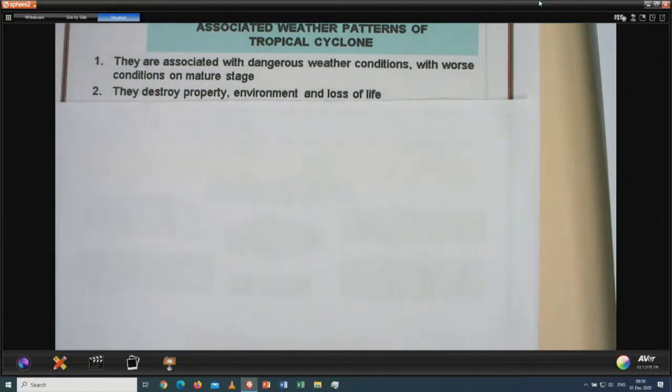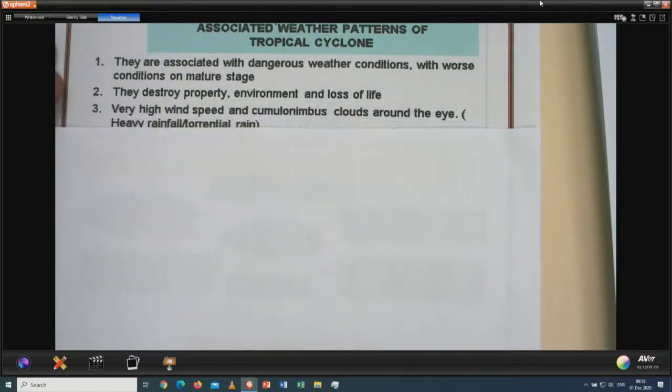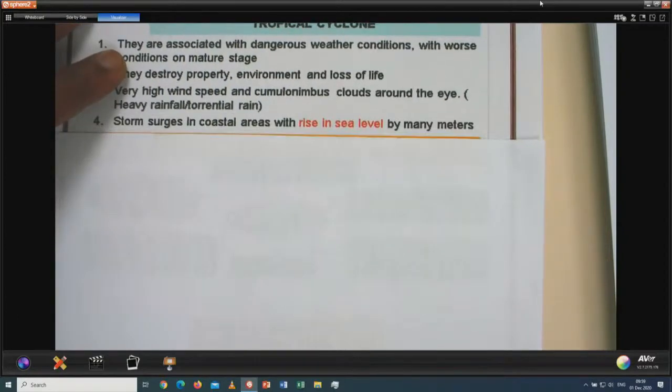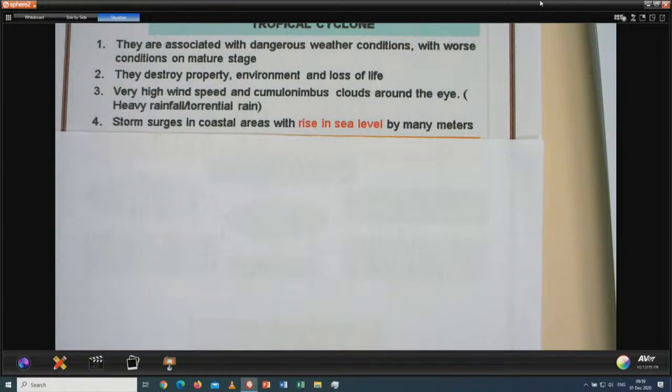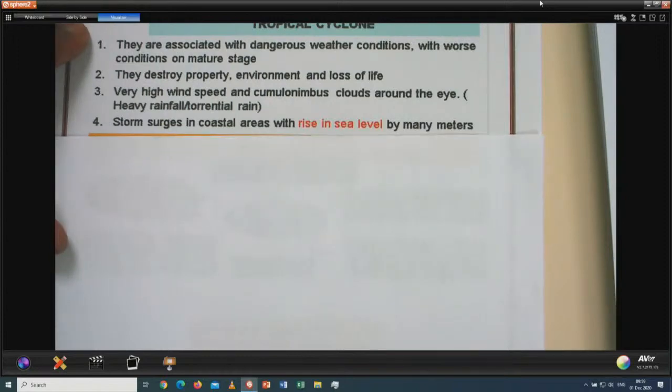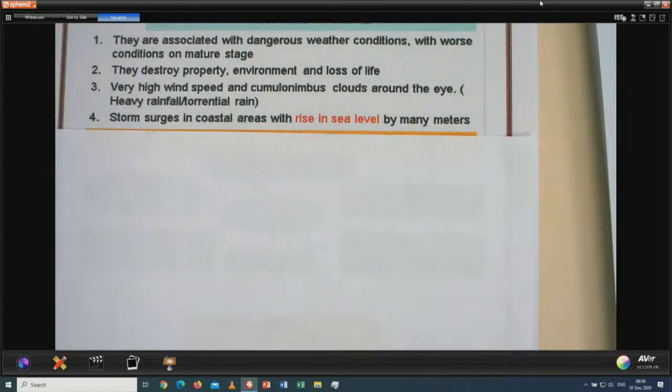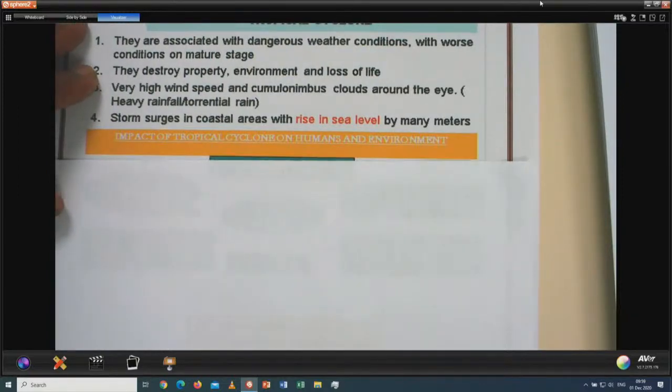They destroy property and the environment, and cause loss of life. Very high wind speeds and cumulonimbus clouds around the eye lead to heavy rainfall, which is also known in geographical terms as torrential rain. Storm surges in coastal areas raise the sea level by many meters, and this will prove disastrous to people living closer to the coastal areas. So, the impact of tropical cyclones on the human environment.